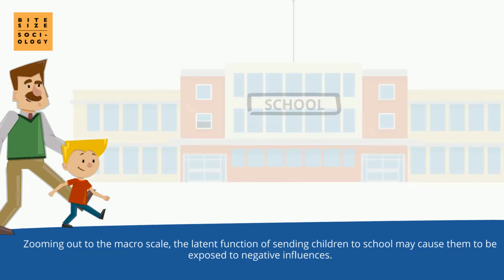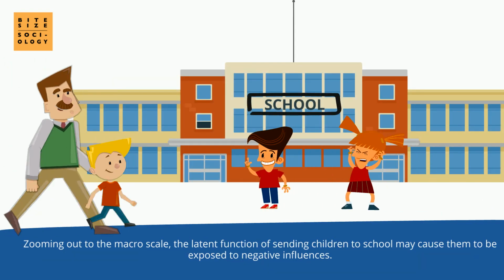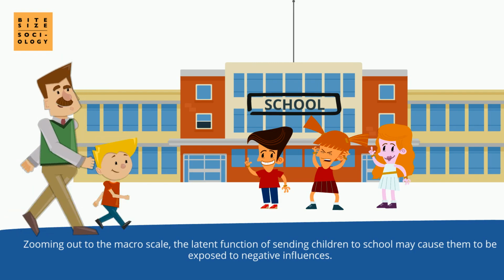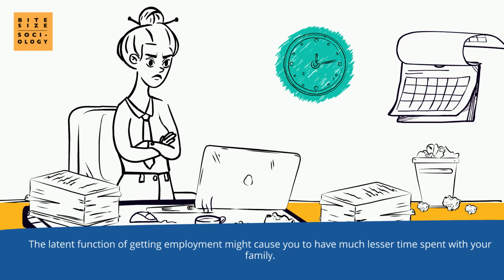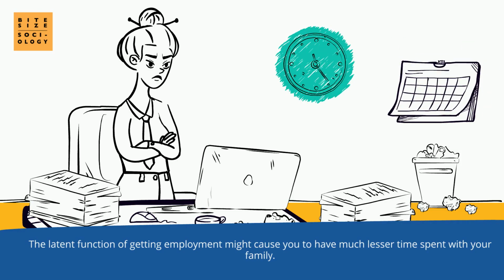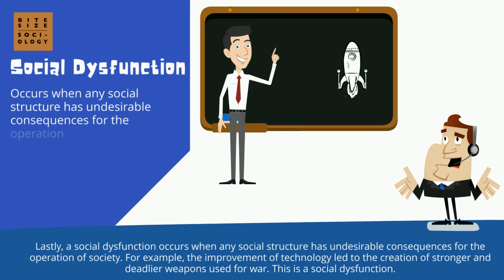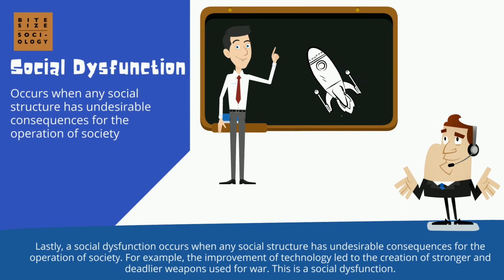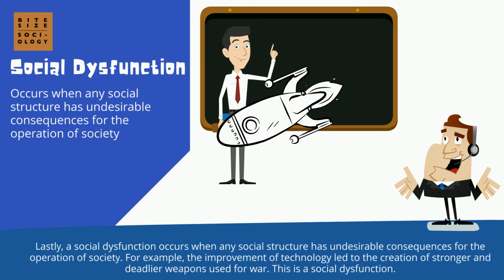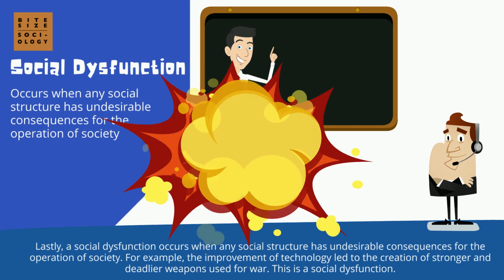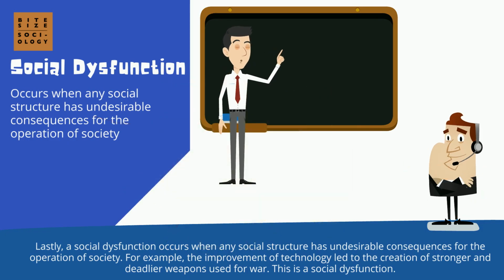Zooming out to the macro scale, the latent function of sending children to school may cause them to be exposed to negative influences. The latent function of getting employment might cause you to have much lesser time spent with your family. You get it. Lastly, a social dysfunction occurs when any social structure has undesirable consequences for the operation of society. For example, the improvement of technology led to the creation of stronger and deadlier weapons used for war. This is a social dysfunction.